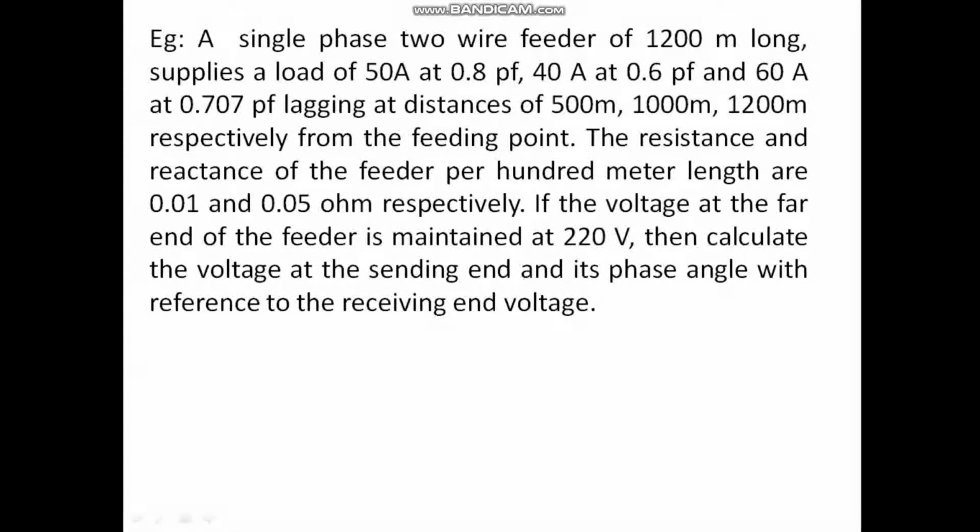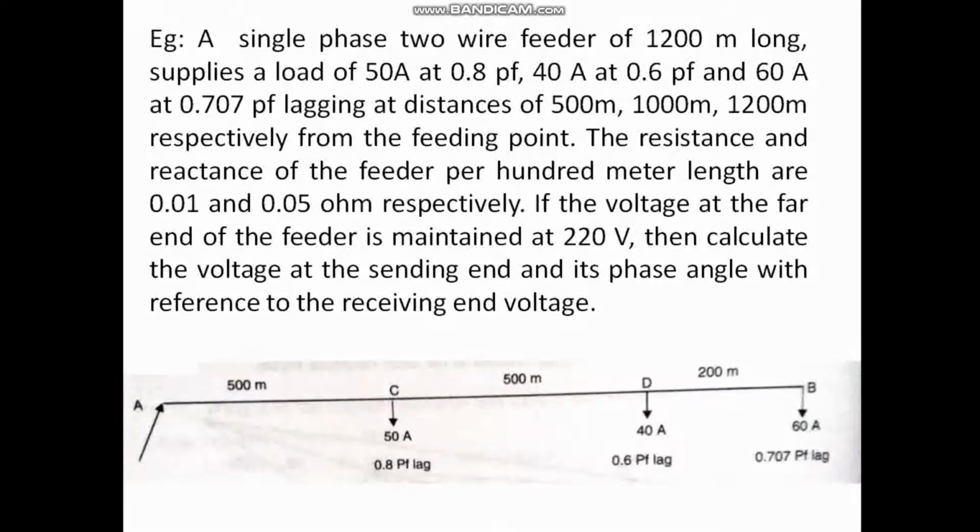So accordingly I have drawn the figure. Now it is said 50 amperes 0.8 power factor at 500 meter. So it's 50 ampere 0.8 power factor 500 meter from point A. Then 40 ampere 0.6 power factor at 1000 meter, so 40 ampere 0.6 power factor at 1000 meter from point A.